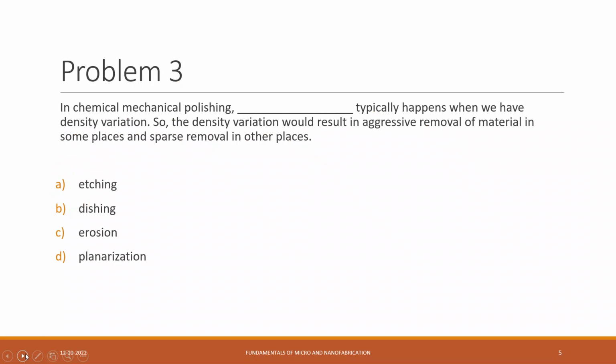So this is a fill in the blanks kind of question. The statement reads that in chemical mechanical polishing, dash typically happens when we have a density variation. The density variation would result in aggressive removal of material in some places and sparse removal in other places. So you have to identify which one of the following happens because of density variation. Basically, in some places it is aggressively removed, and in some places it's sparsely removed.